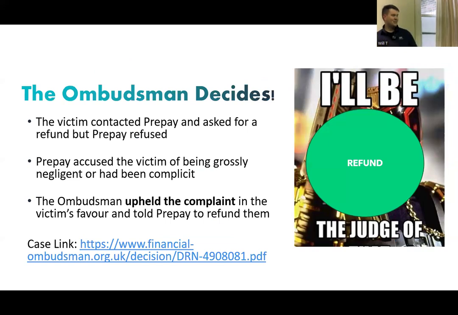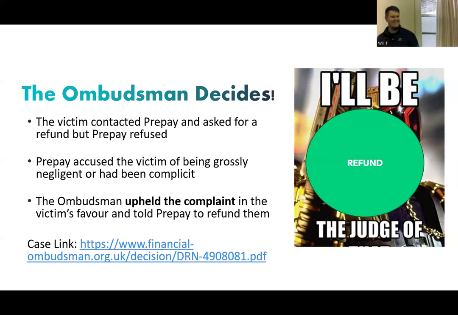So the victim contacted Prepay and Prepay told them the situation. And Prepay was like, no, we're not refunding you. It's your fault. It wasn't the fault of our security. You got socially engineered. But then the ombudsman upheld the complaint because basically Prepay did not provide enough guidance and have enough controls in place to prevent the fraud from happening. And that's where the ombudsman gets you. So the victim got their £23,000 back, and the fraudster maybe got to keep it as well.